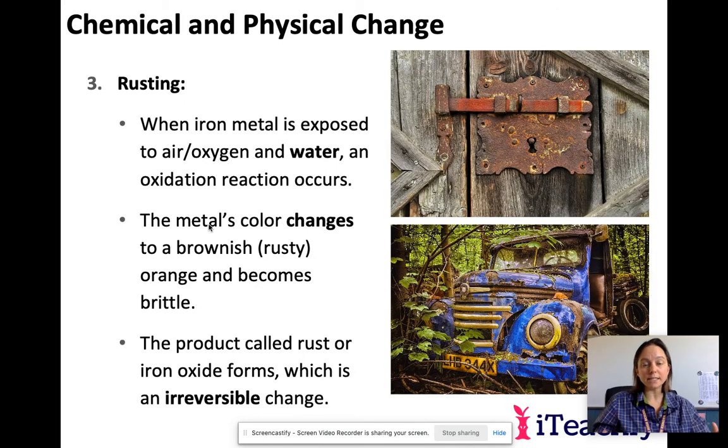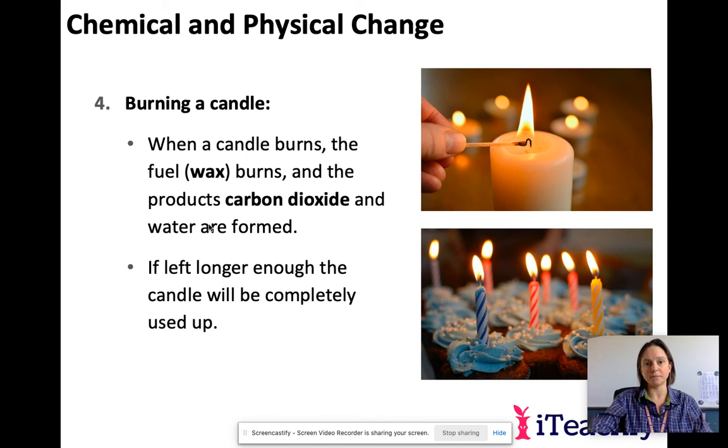Rust is another example of a chemical change. When we have metal being affected by the water and the air, and it's turning that brown, rust color, that metal becomes very brittle, it becomes tarnished, it looks different. Because what's forming? Actually, what's called iron oxide. And this is an irreversible process. We can't get the iron back. It's gone. We can't fix that. So rust is an example of a chemical change because the arrangement of the atoms has changed.